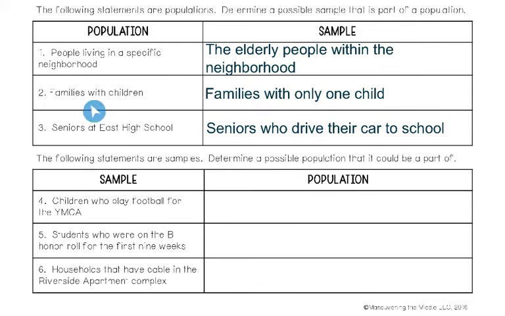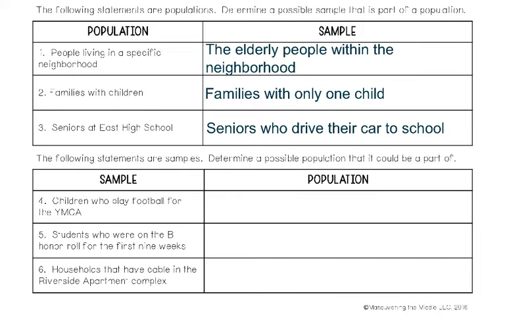So families with children could be families with only one child. For the population seniors at East High School, your sample could be seniors who drive their car to school. Now, you don't want to put freshmen at the high school or sophomores at the high school. The sample should come from within the population. So it can't be a different group. It needs to be part of the bigger group. And as long as you said something like that, then you probably did it right.